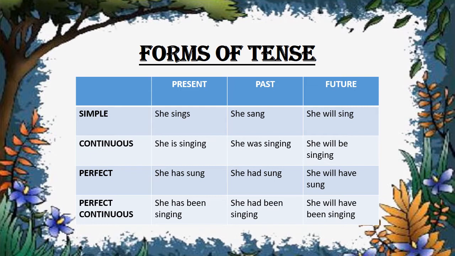Now, in present, past, and future, we have simple, continuous, perfect, and perfect continuous forms. All these three have these four forms. Let's see what they are and how they are used. Look at the example. Simple present: she sings.